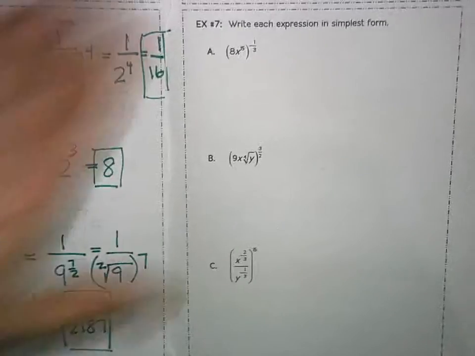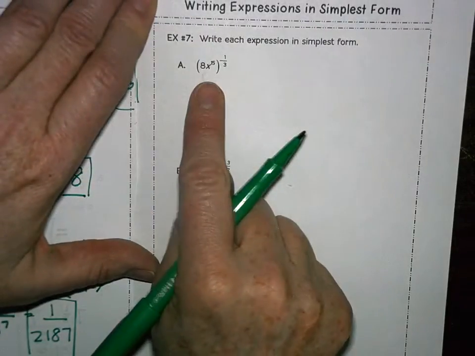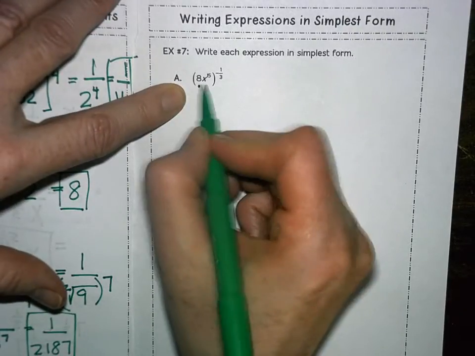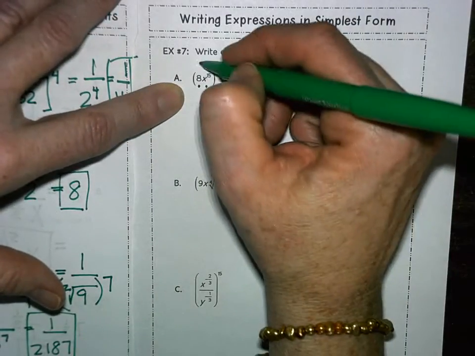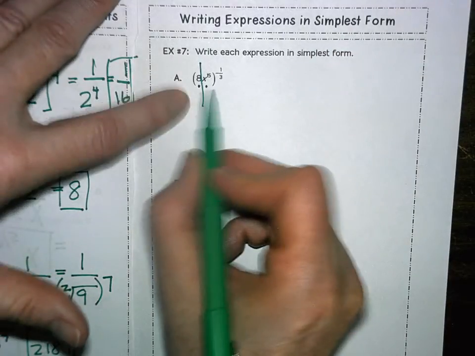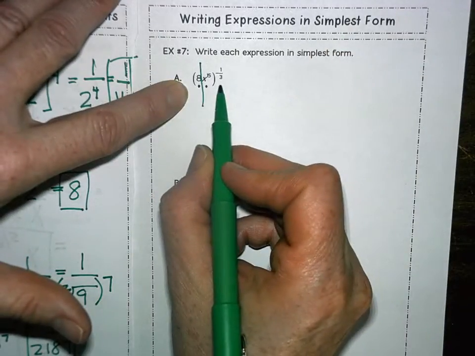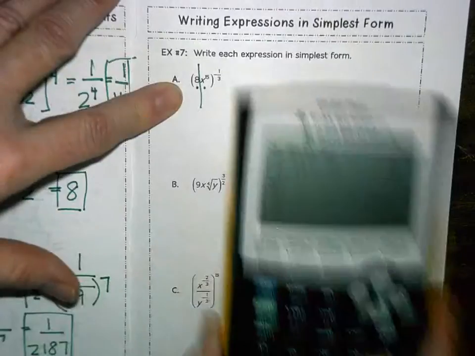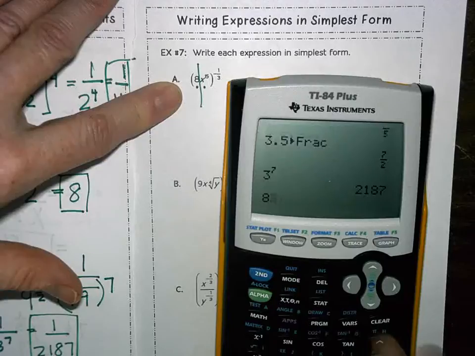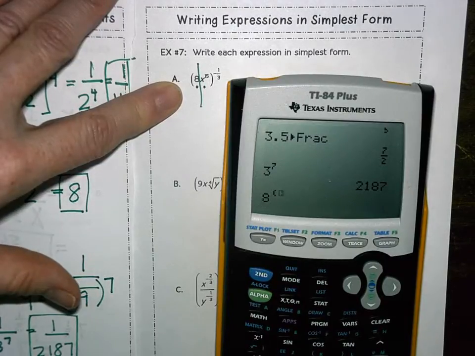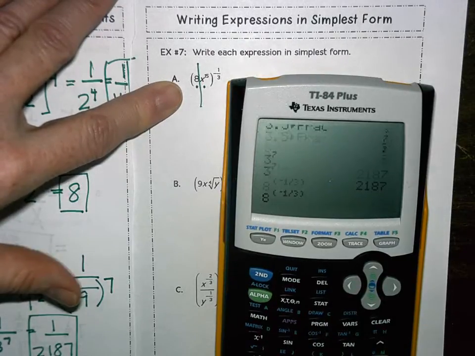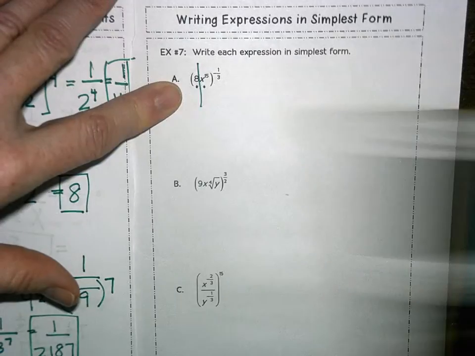Okay, moving along. So now I'm working some problems. I take each piece. It might even be helpful to just draw a line to say, okay, what am I working with? How many operations do I have to do? First, I have to take 8 to the negative 1/3. So I'm going to do this on my calculator. 8 to the parentheses, negative 1/3. Negative 1/3. And I get 0.5, which is a half.